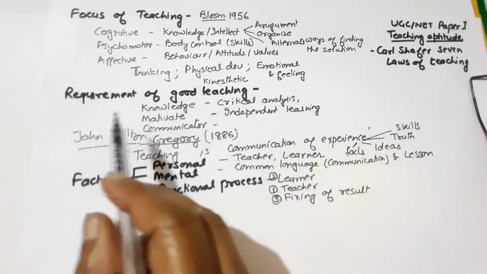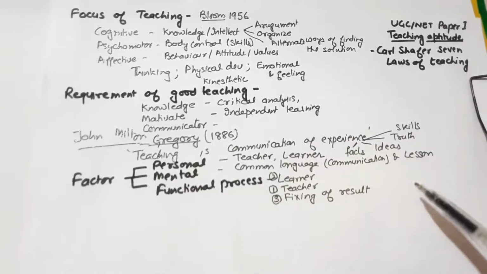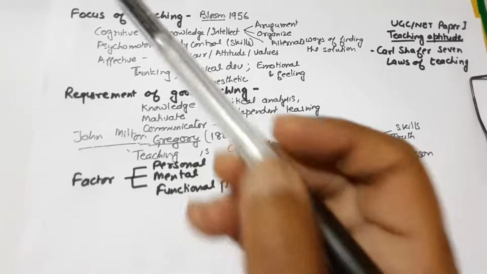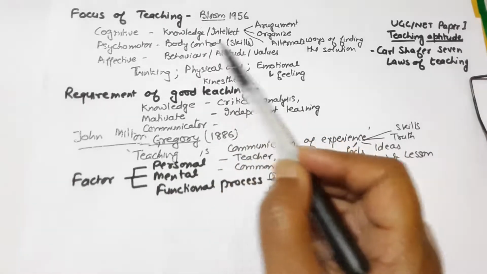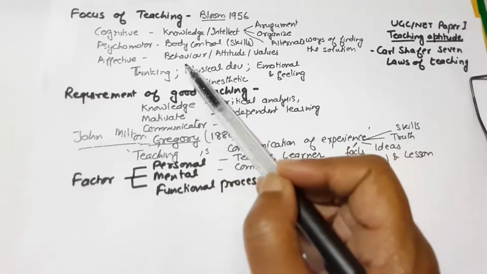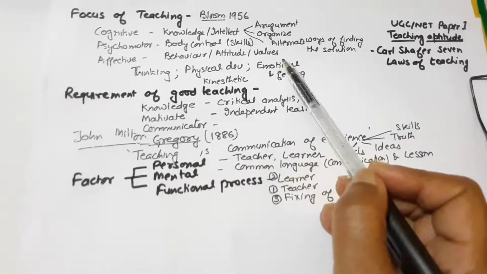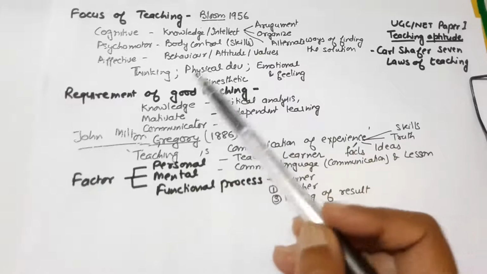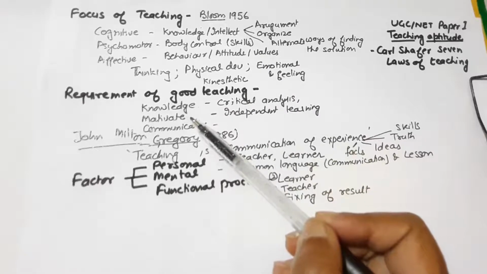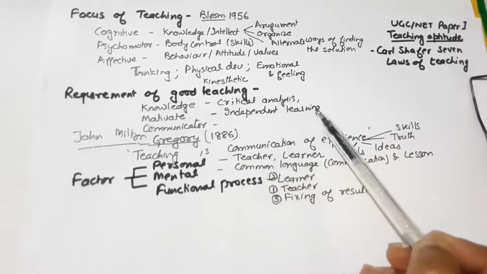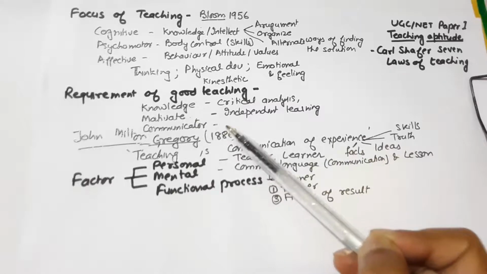So based on all this, what we have understood is that whenever we are doing teaching, our focus should be on development of knowledge, intellect, as well as body control, and behavior, attitude and values should also be developed. And for this, the teacher should have knowledge, he should be able to motivate the learner to do independent learning, and he should be a good communicator.